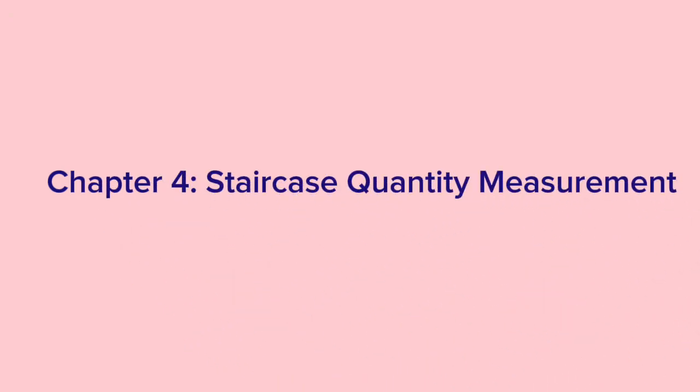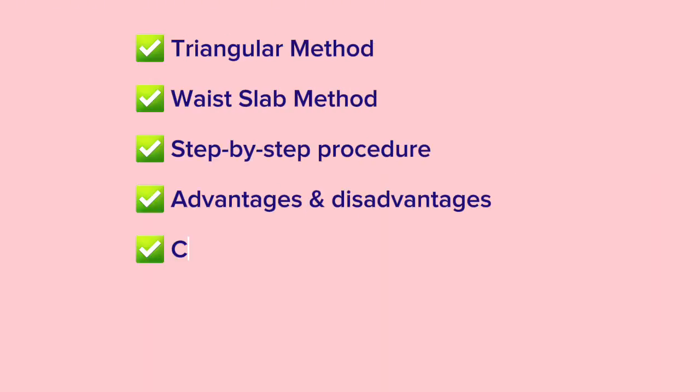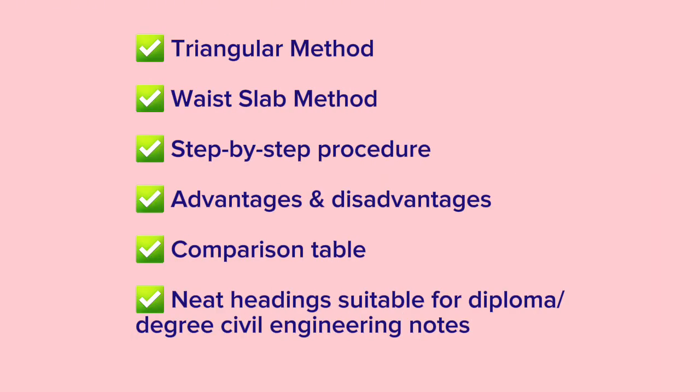In this video, we are going to study Chapter 4, Staircase Quantity Measurement. This chapter is very important for quantity surveying, estimation, and practical exams. In this video, we will cover components of a staircase, triangular method of staircase quantity measurement, waste slab method of staircase quantity measurement, advantages and disadvantages of both methods, comparison in short, and finally, one complete practical numerical problem solved step by step using both methods.